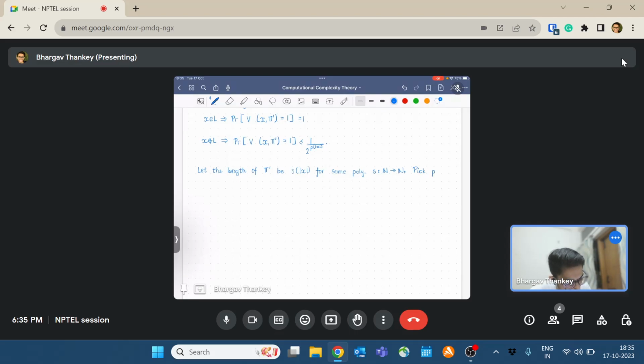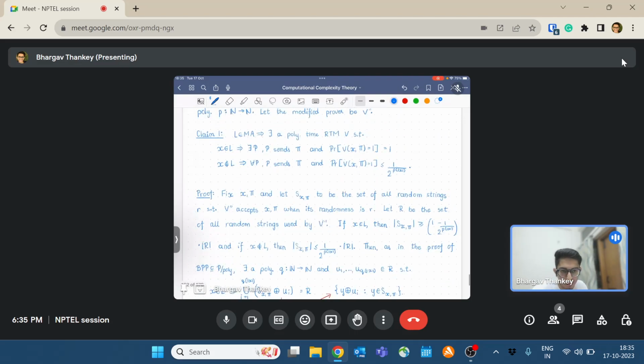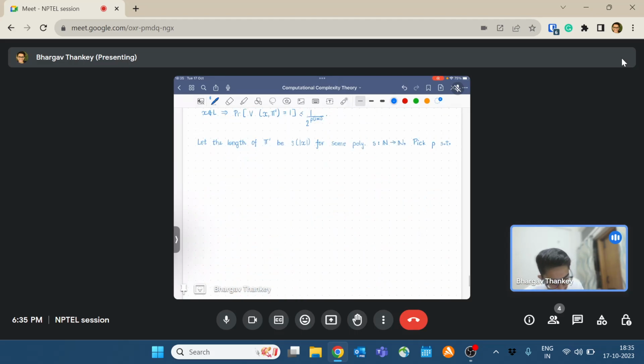Now all we need to do is pick a P such that, so over here in the proof we had a polynomial P, right? And we did not say what P was. So we can pick P to be any polynomial function. And now what we are going to do is pick P such that P of size of X is greater than or equal to, I think 2 should work. Yeah, but if it doesn't, I will change the constant. Yeah, 2 times the size of X.